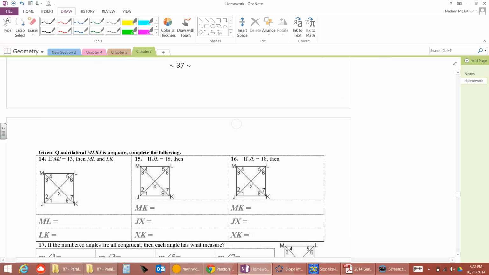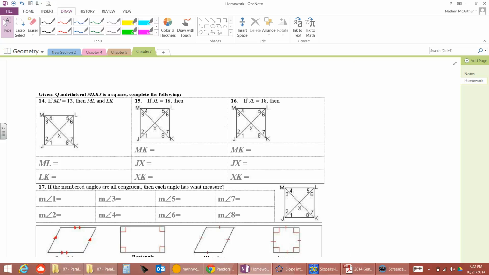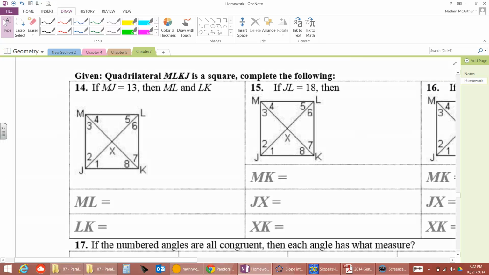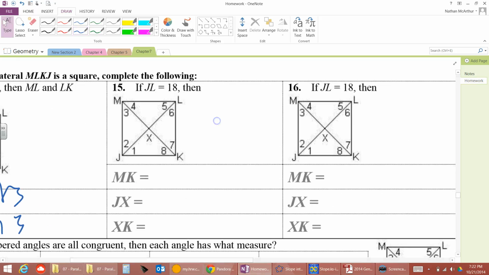Alright, we're still doing squares. So that means I'm going to want to come up here and say MJ is 13, ML and LK. Oh, that's the same as the first one. JL. JL is all the way across. It's 18. Well, the diagonals are the same. This is 18. Half of 18 is 9. And that's equal to the other part.